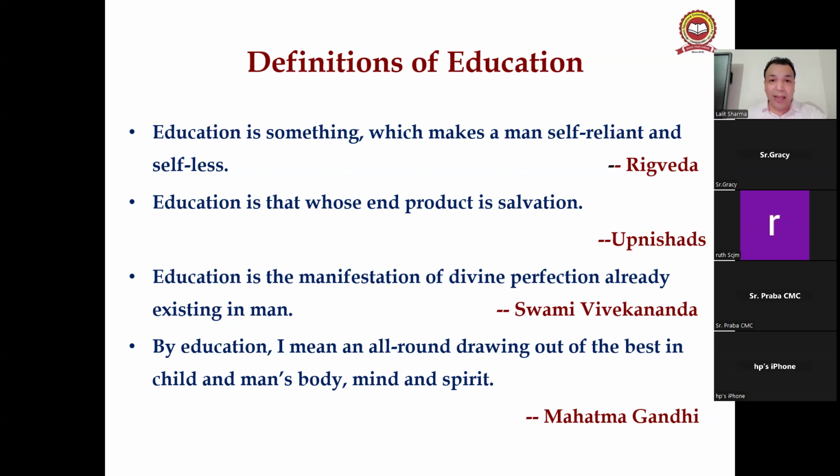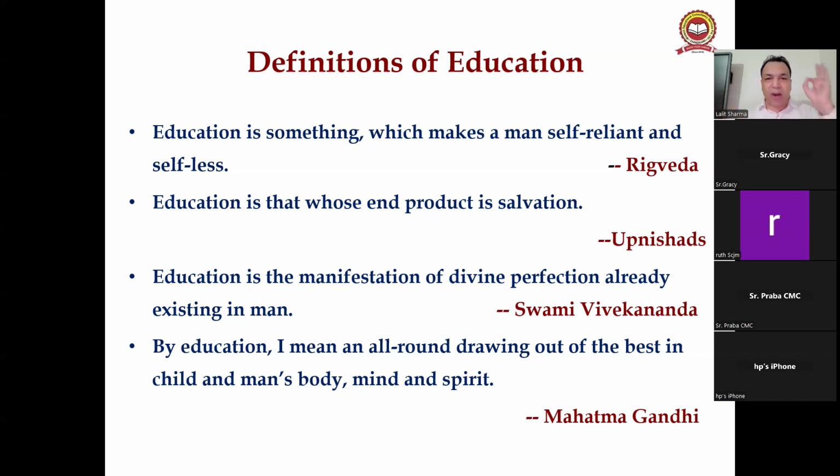Now tell me, when a baby is born, he comes with this divine perfection. Swami Vivekananda was an educationist and an Indian thinker. We learn a lot of quotations of Swami Vivekananda, Gandhi, and Tagore ji in our education system. So he has said that education is a manifestation of the divine perfection already existing in a man. So guys, with your character and your teaching, you have to arouse all these things from the mind of the student. And Mahatma Gandhi has said that by education, I mean an all-round drawing out of the best in child and man, body, mind, and spirit.